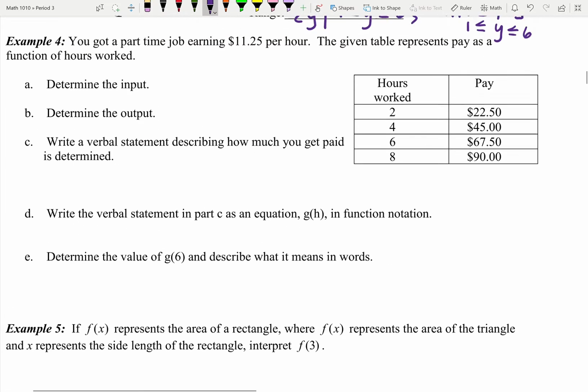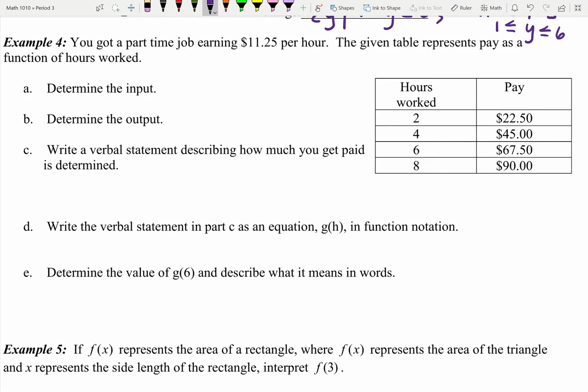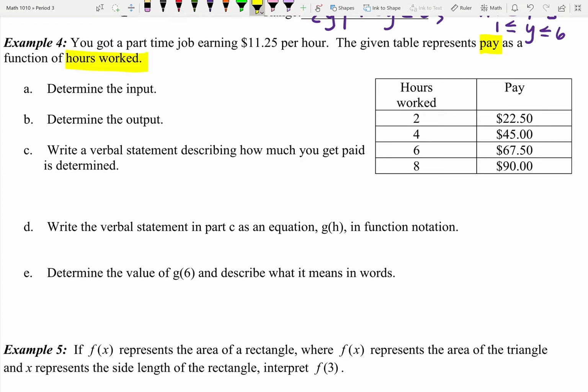I'm just trying to look at how much more we have. Okay, here's example 4. You have a job making $11.25 an hour. The given graph represents pay as a function of hours worked. I want every person in the room to do this. Highlight pay or underline it. Highlight hours worked. Put an arrow to the pay. Put an arrow to the hours worked.